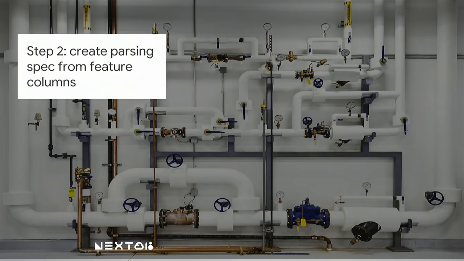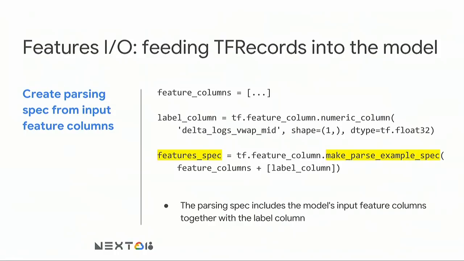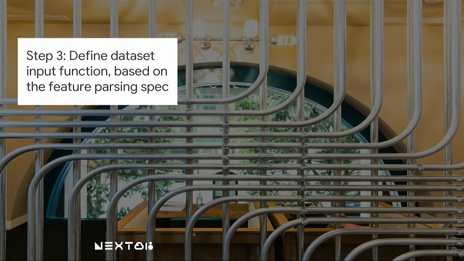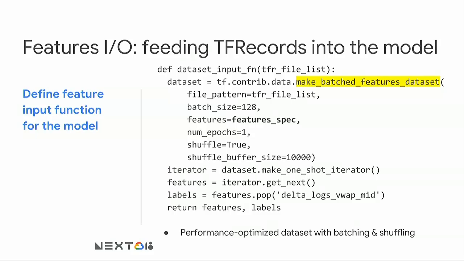OK, step 2 here is creating the parsing spec, and this is very easy to do with a function called make_parse_example_spec. So you pass this list of feature specifications to this function, and it gives you a feature spec that we can use in the input function, which is the next step. We're going to define the input function in the next couple of slides. Let's see what we're doing here.